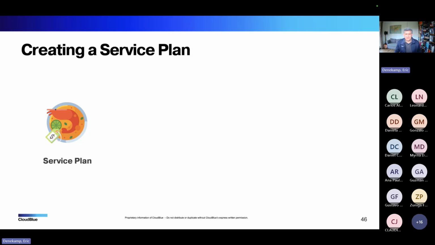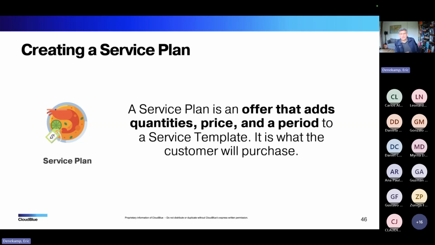And of course, the final step includes creating the dish and defining the final offer. So we are talking about an offer that adds quantities. Now we're not talking about memory anymore, but we're talking about an amount of memory. We're not talking about CPU anymore. We're talking about how many cores. We're not talking about storage. We're talking about how many gigs or terabytes of storage are we discussing. And of course, what would it cost? This is what the customer will purchase. I would almost say in normal terminology, this is the product the customer will buy.